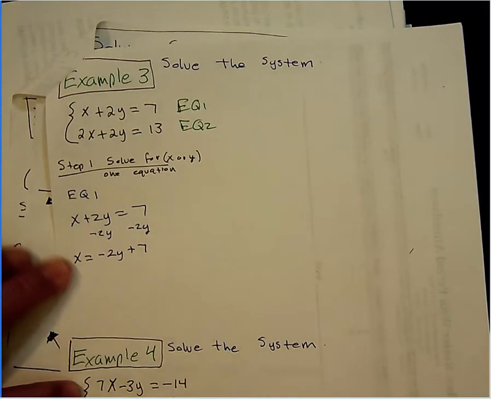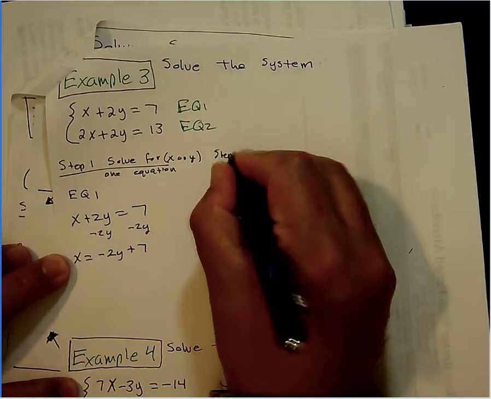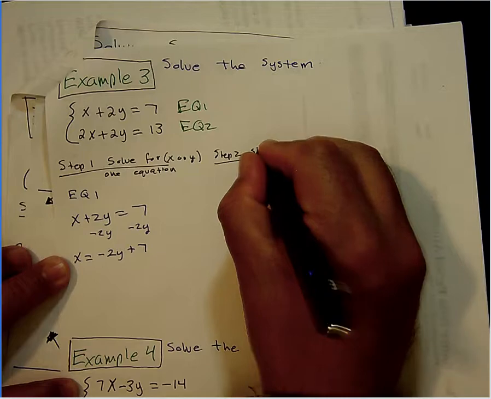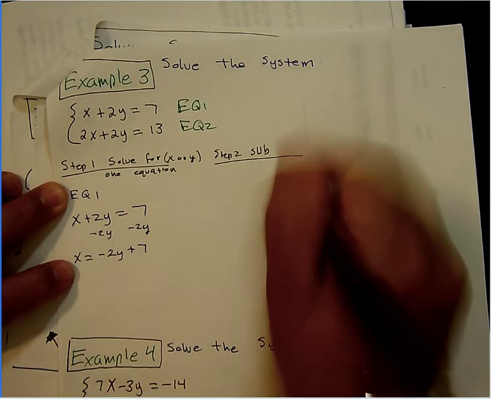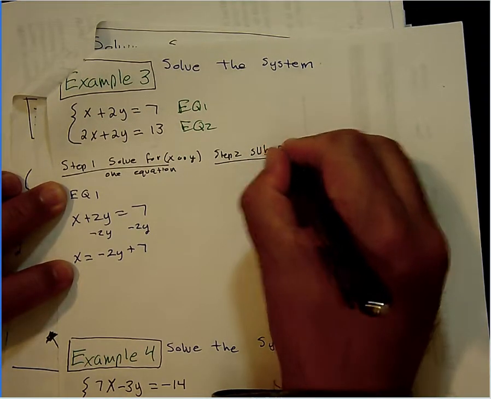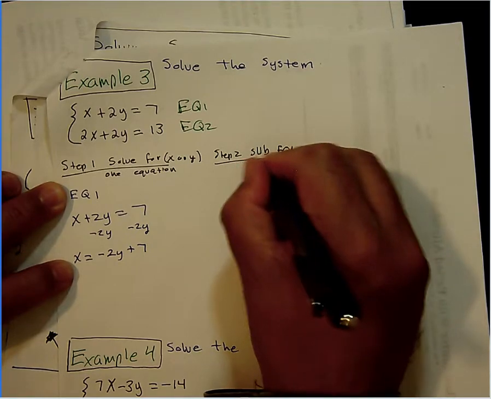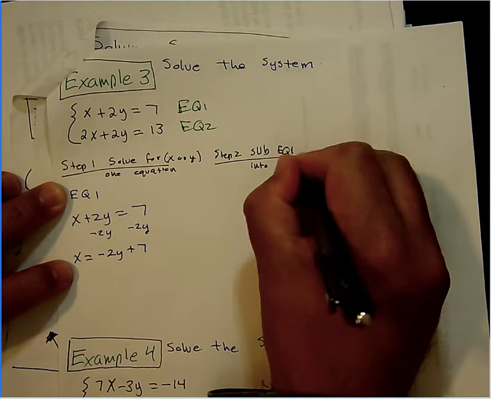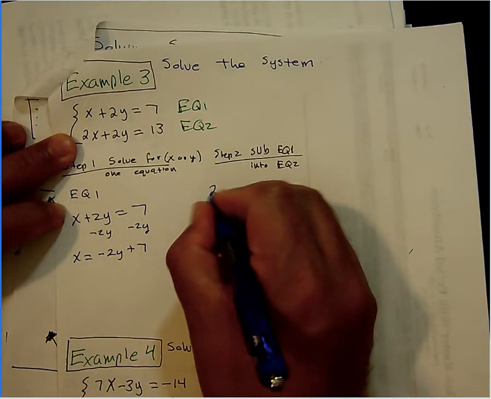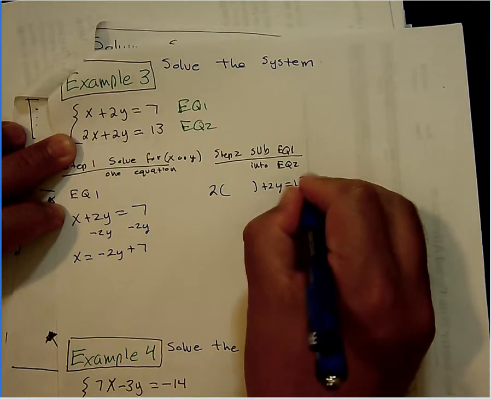So that's the first step for this type. Step 2 would be to substitute. Sub equation 1, because we solved for equation 1, into equation 2, into the other equation. So copy that: 2 parentheses plus 2y equals 13.